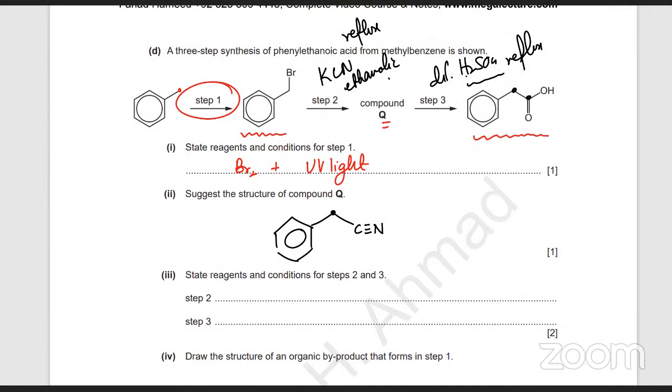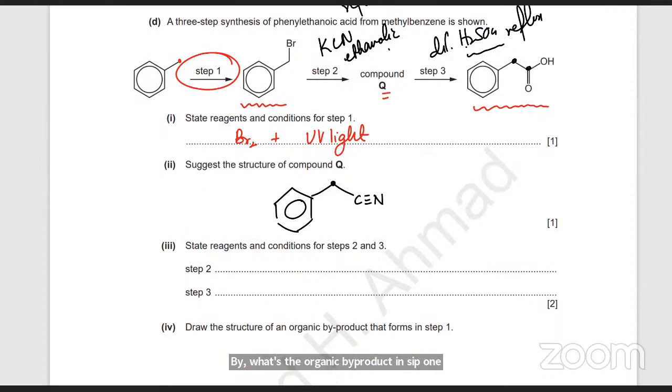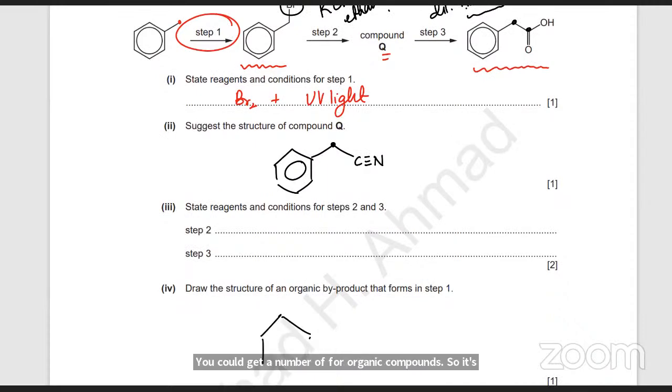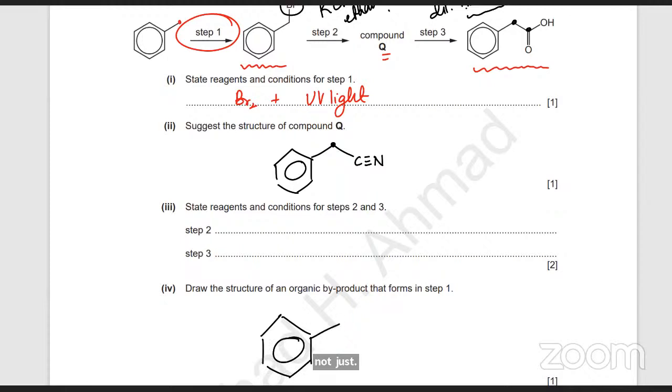So okay, step one, any organic byproduct? What's the organic byproduct in step one? HBr is not organic. हाँ ठीक है, HBr is fine, लेकिन it's not organic. अच्छा, remember in free radical substitution, will there be one Br getting substituted, or it could be any number of Brs getting substituted? Any number. So you could get a number of byproducts, right? You could get a number of organic compounds. So it's not just one bromine. You could have two bromines over here, right? Is that clear?